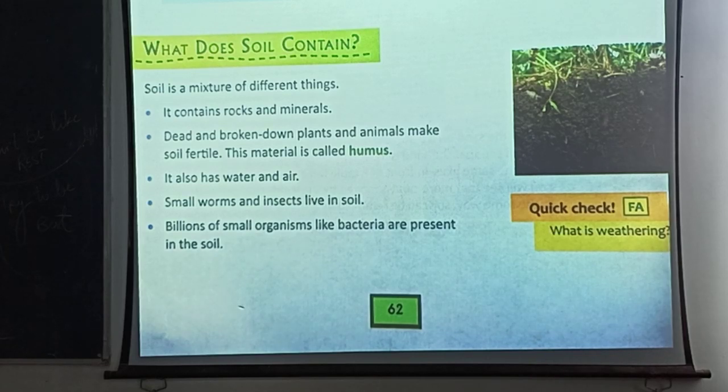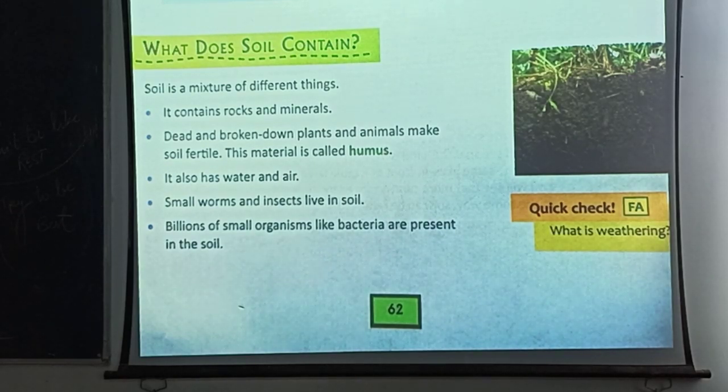It contains rocks and minerals, and as we all know, rocks consist of minerals, and from the rocks only, by the process of weathering, soil is formed. So that's why soil too contains different minerals. Dead and broken down plants and animals make the soil fertile because of the nutrients present in their dead bodies. This material which consists of nutrients is called humus. It also has water and air.